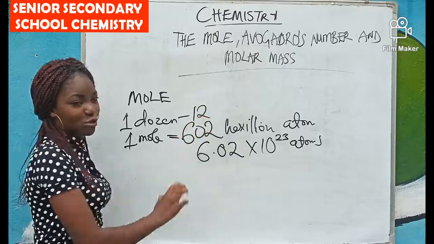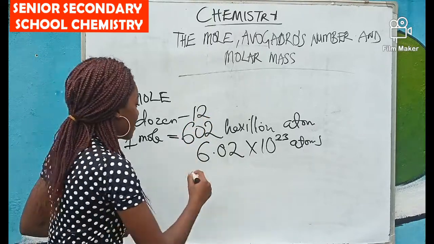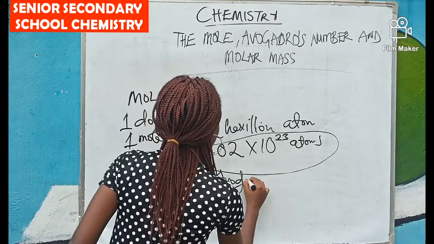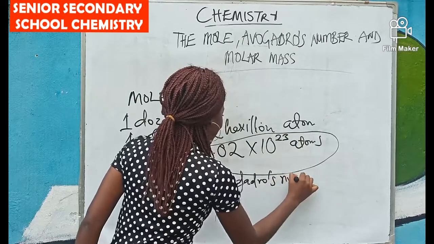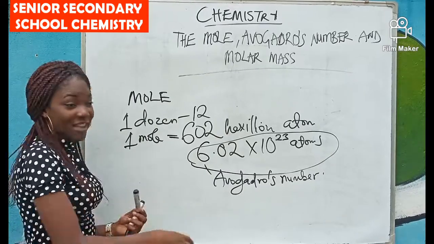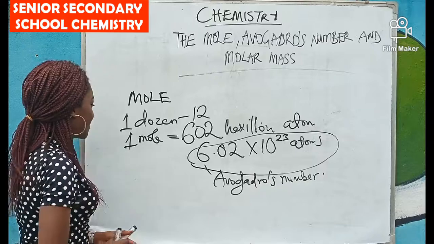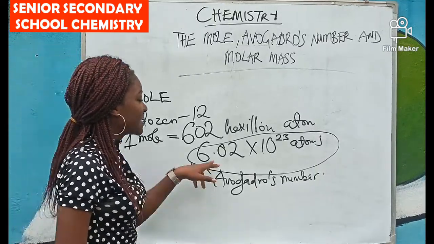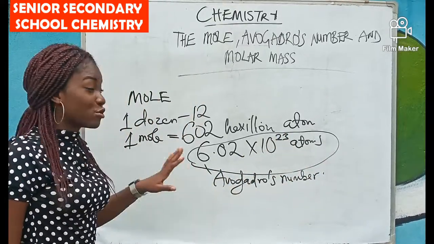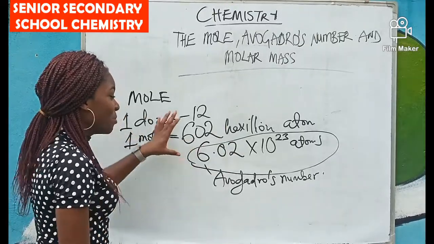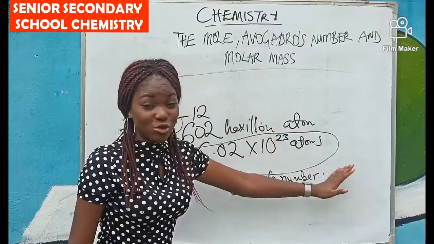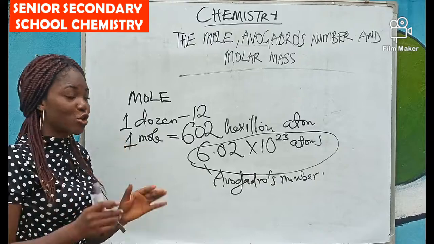Now, as 1 and 2 is called 12, this number is called the Avogadro's number. So 1 mole equals 6.02 times 10 raised to power 23 atoms, which is the Avogadro's number. Don't be scared when you hear 602 hexillion atoms. When you punch this into a calculator, it's easy to solve any question you're given.